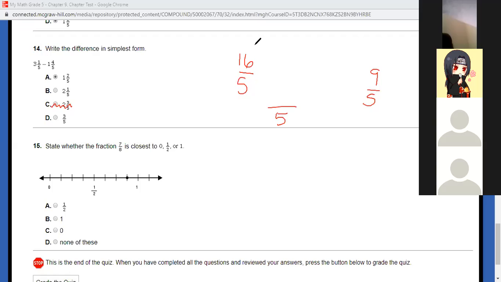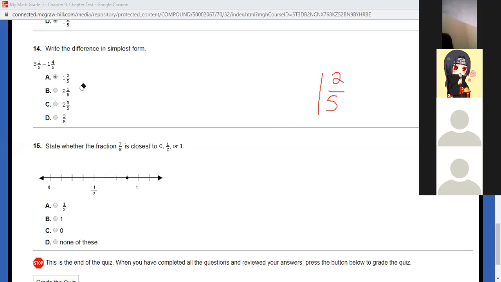You can do 16, 15, 14, 13, 12, 11, 10, 9, 8, 7. So 7 is what I got, which is 7/5. We don't have that as an answer, so we have to turn it into a mixed number. We do that by 5 goes into 7 one time with 2 left over. Is that what Pooja said? Yes, it is. Good job, Pooja.